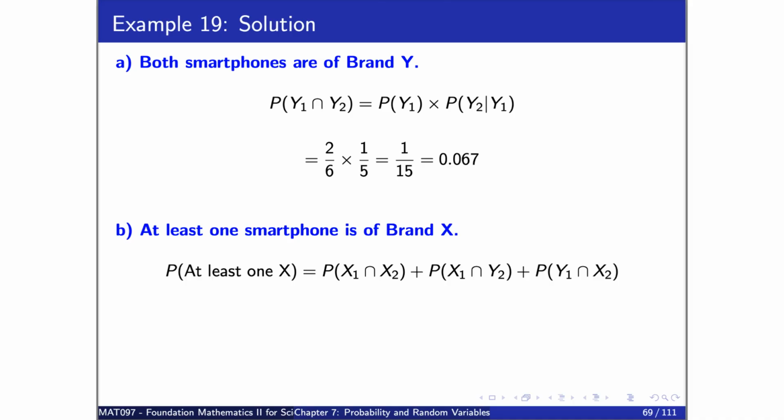For part B, the probability of at least one brand X smartphone includes 3 outcomes, which can be summed up: P(X1 intersect X2) plus P(X1 intersect Y2) plus P(Y1 intersect X2). Alternatively, using the complement rule, P(at least one X) is 1 minus the probability of the complement, P(Y1 intersect Y2). Substituting the result from part A, we get 1 minus 1/15, which is 14/15, or approximately 0.933.